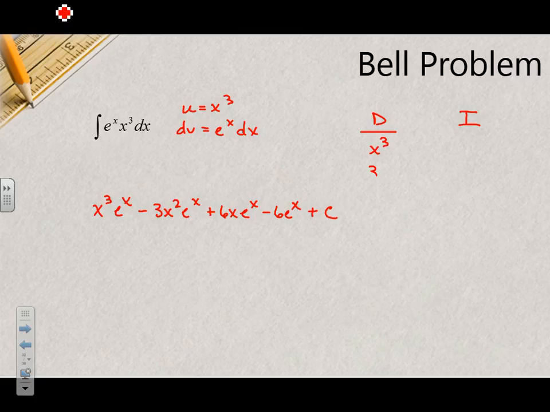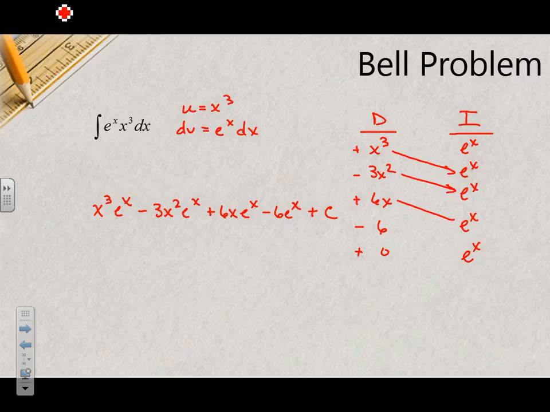So x cubed, 3x squared, 6x, 6, and then 0. And then make sure you alternate signs all the way down. And then take your dv and integrate it. And then you just go across the diagonals there.